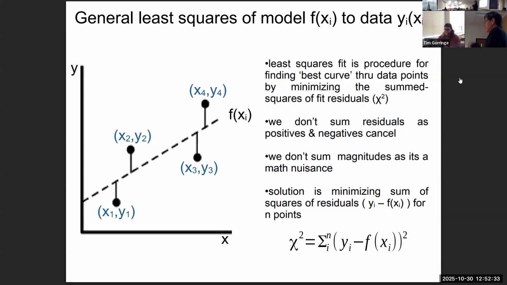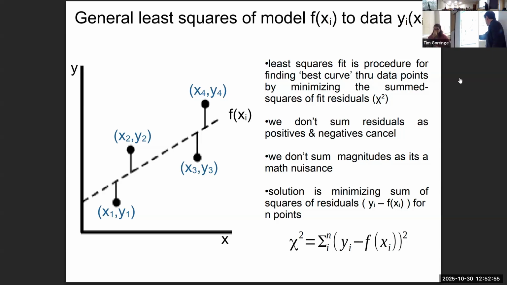What we do is we minimize the sum of the squares of the residuals. So each of these is a residual. We would square it, and the best straight line would minimize the sum of the squares of those residuals. And so that's what a least squares fit to the straight line is. Here's the formula for it.